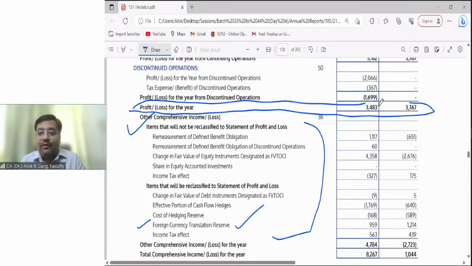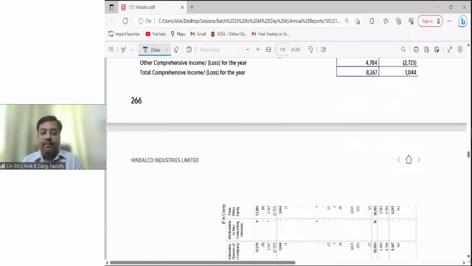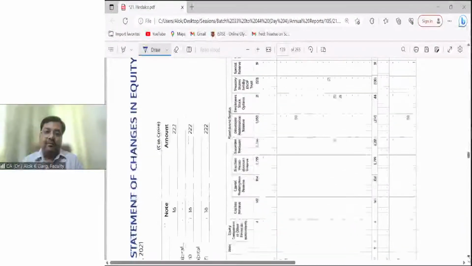So this profit for the year, 3483, will go to the retained earning. And this other comprehensive income item will go separately in the reserves and surplus, right? Other than retained earning. Let me show you the statement of changes in equity. This is the statement of changes in equity, right? The reserves and surplus.